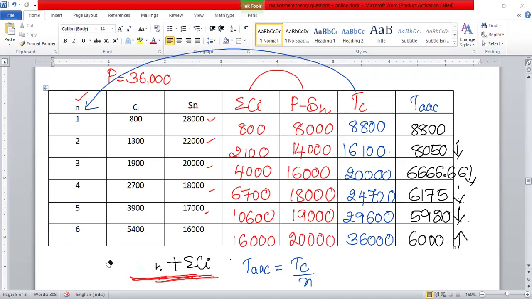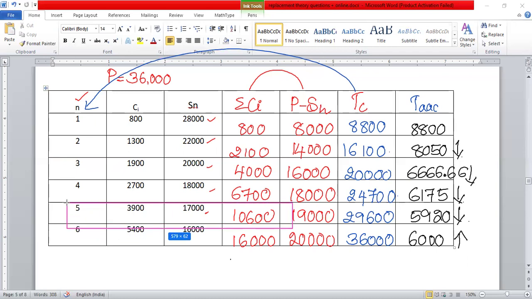Fine. Which is the last minimum year? Which is the last minimum year the machine should be replaced? So that is the 5th year, the machine should be replaced. Look at that, 5,920 is the last minimum, and next year it increases to 6,000.